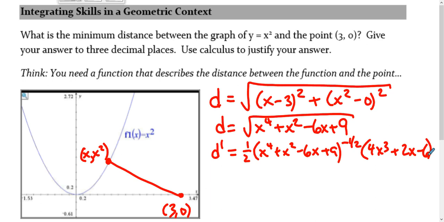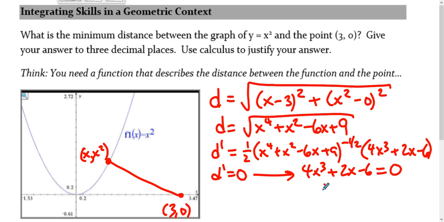Now, pause. Can you finish it? Well, if you can finish it, you're trying to set d prime equal to 0. This part can never be 0. That's never 0. This is the denominator of some fraction with a numerator of 1. This cannot be 0. So if any part of this is going to be 0, this part is going to be 0. And maybe you're really good at algebra. Maybe you graph the thing. X equals 1 is the only place where that cubic is 0.